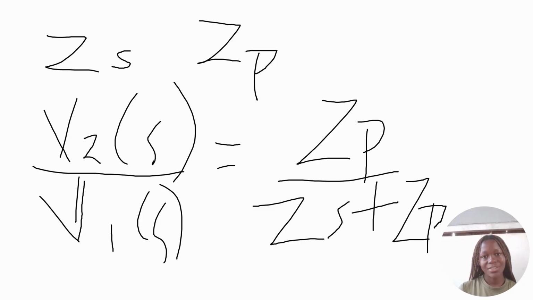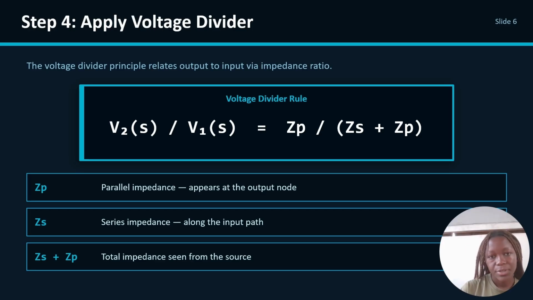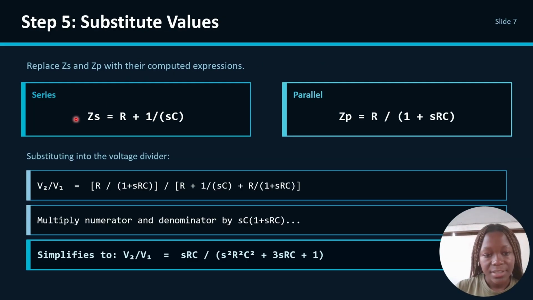Okay, so hi, I'm a member of the team, and I'm here to talk about the transfer function. So using the voltage divider rule, we realize that our transfer function V2 divided by V1 of S is equal to our total impedance on the parallel side divided by the total impedance on both the parallel and the series side. So from my earlier colleague's presentation, realize that ZS is equal to R plus 1 on SC and ZP is equal to R on 1 plus SRC.